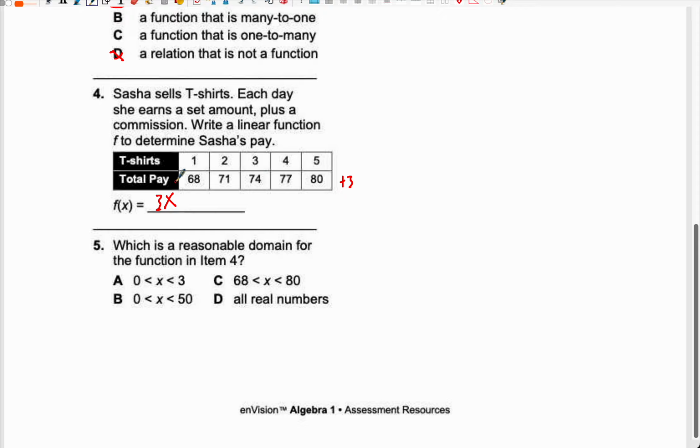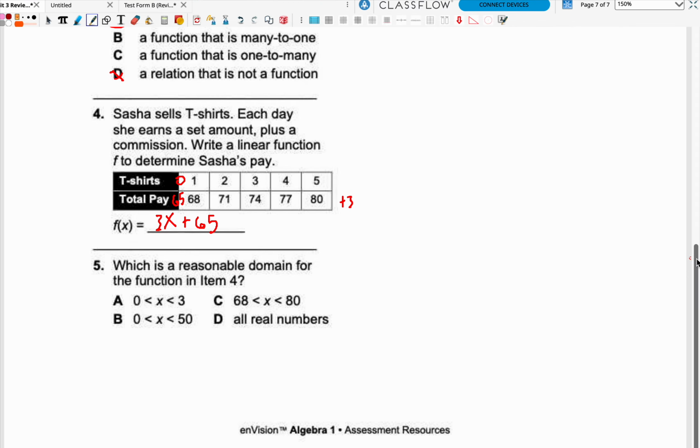And then if I back up 3, put a 0 here, because I've got to have a 0 for the x value to find the y-intercept. So if I back up 3, that's going to be 65. So that's maybe like a setup fee for printing the shirts or something. So if you could have them set up all their stuff and order no shirts, you still got to pay them $65. All right, last one.